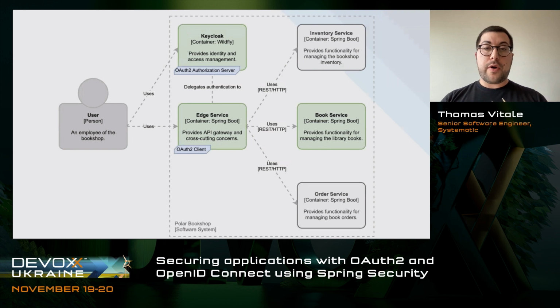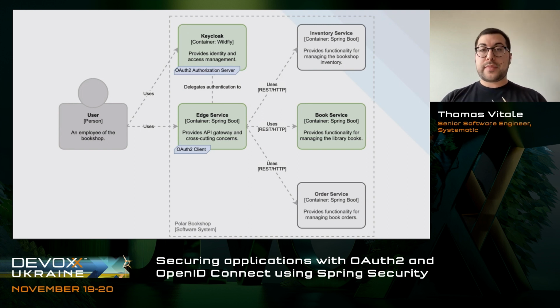So if we look more at our architecture, edge service will be our OAuth2 client, if we reason in terms of the terminology in OAuth2. And instead, for the authorization server, we can use a lot of different services. In this particular example, I'm going to use Keycloak, which is an open source identity and access management solution. But since we are using a standard protocol, you can switch it with other services.